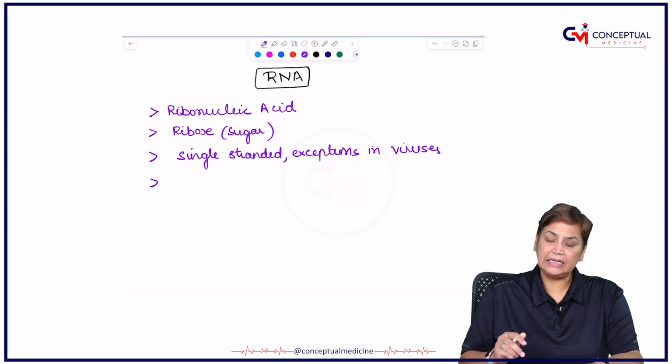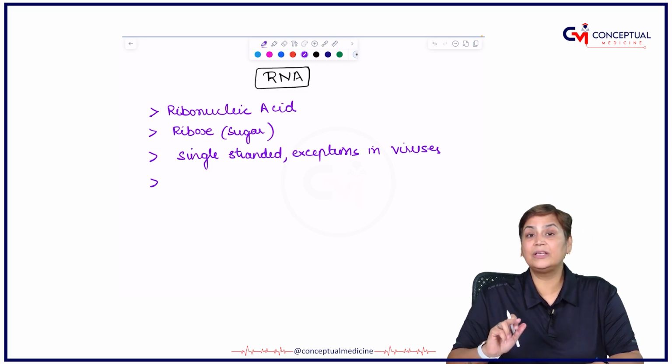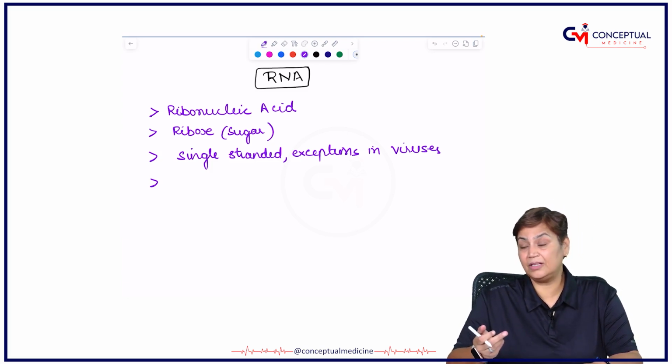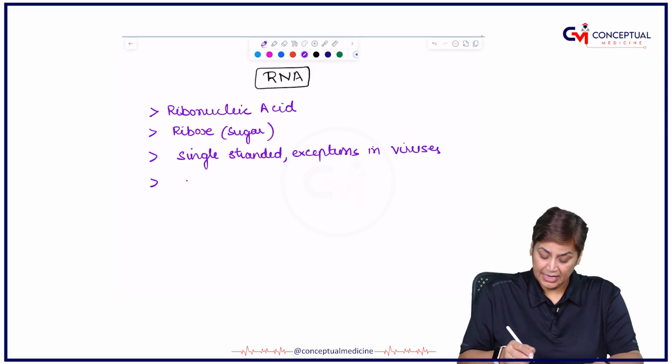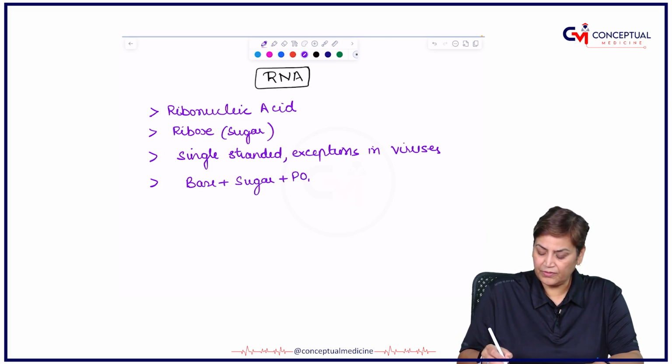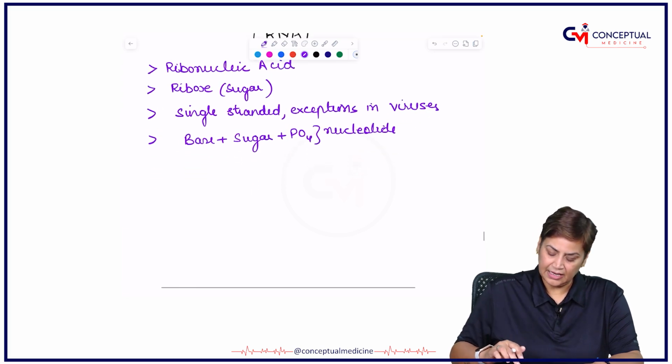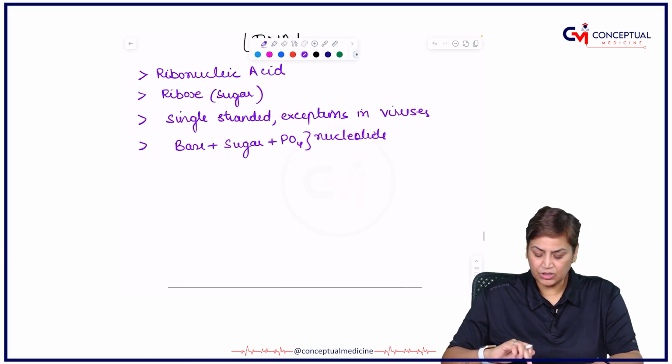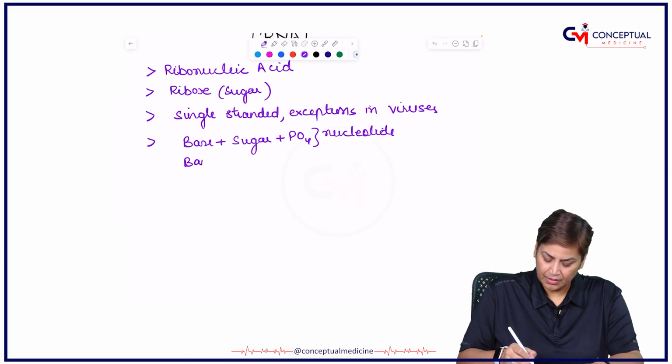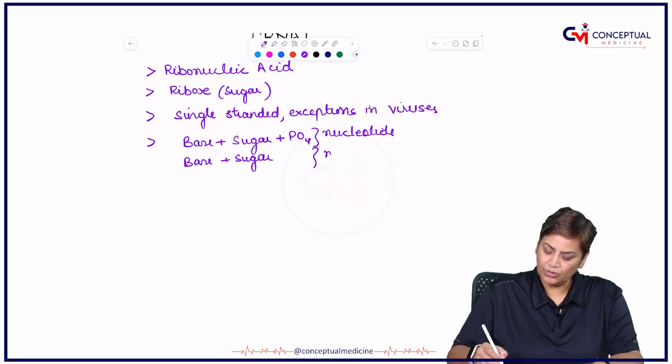Then this RNA has uracil instead of thymine. This is also very, very important. So base plus sugar plus phosphate forms a nucleotide. Similarly, base plus sugar, where no phosphate is there, is known as a nucleoside.